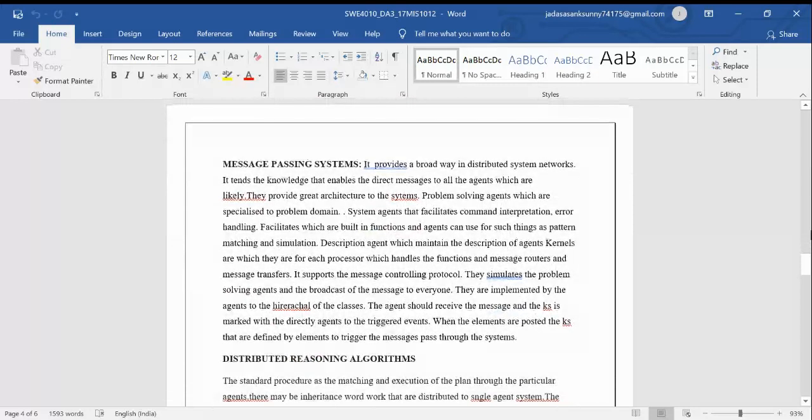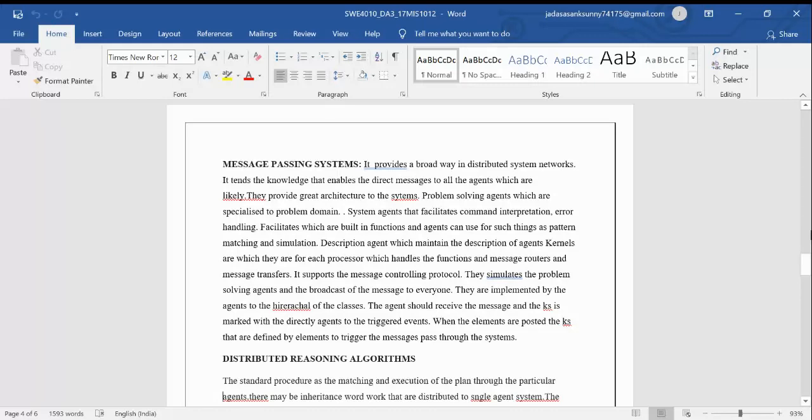Message passing systems. Message passing systems are important, as they pass messages from one to another. They provide a broad way to build distributed systems. They are great for the architecture. Problem-solving agents are specialized to their particular domain. The system facilitates interpretation, error handling, and they also have built-in functions, agents, patterns, etc. This simulates the problem-solving agents and broadcasts the message to everyone.